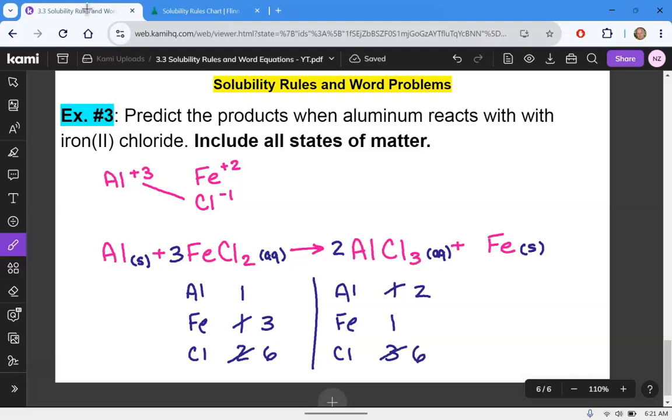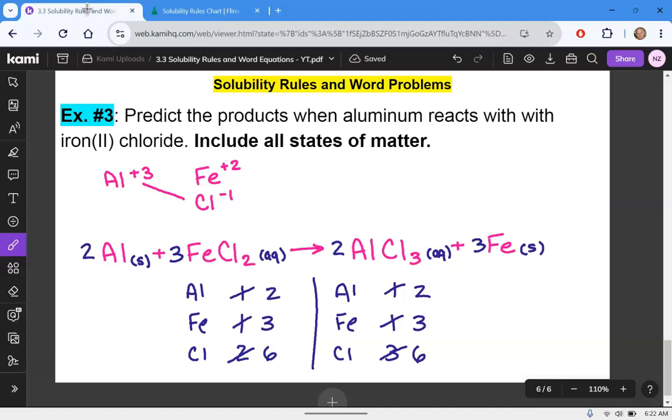Okay. Next, let's balance our irons. So I have 3 on the left, I have 1 on the right, so I'm going to put a 3 right here. 3 times 1 makes that 3. And then the last thing I need to do is balance my aluminums. So if I put a 2 right here, 2 times 1 makes that 2. Look at that. We are balanced.